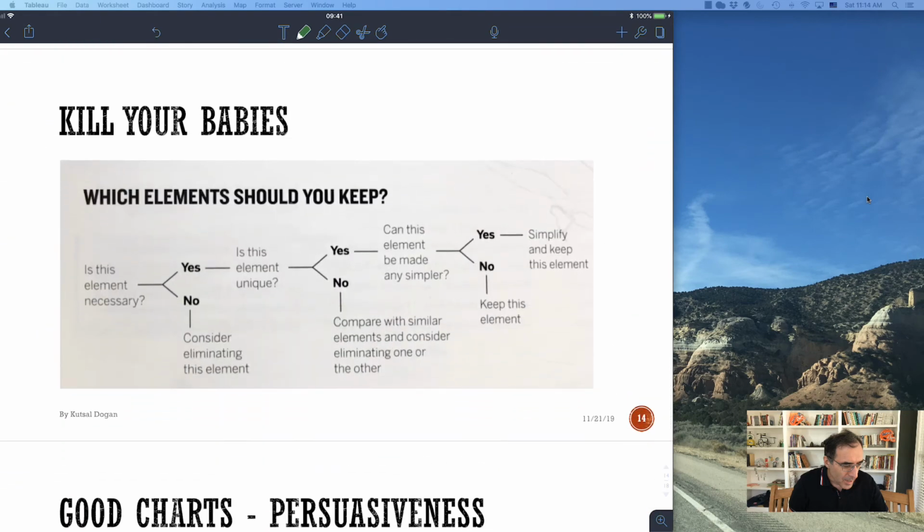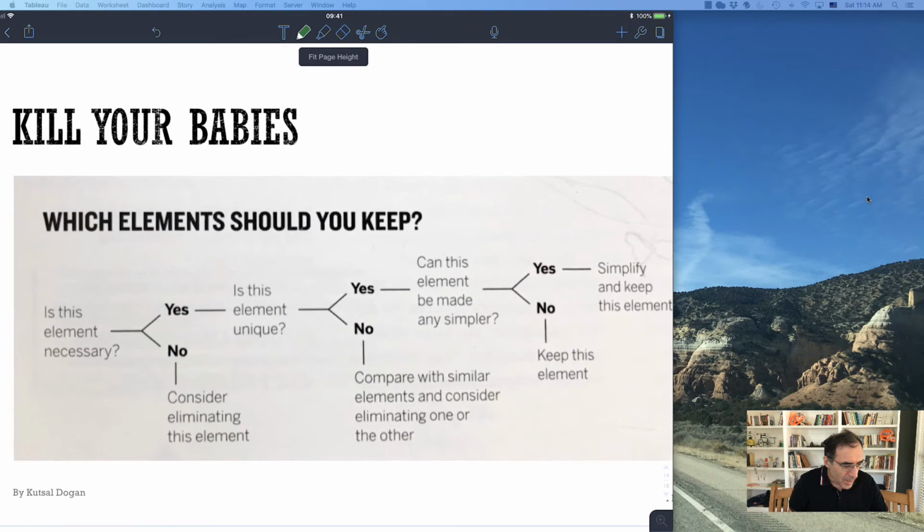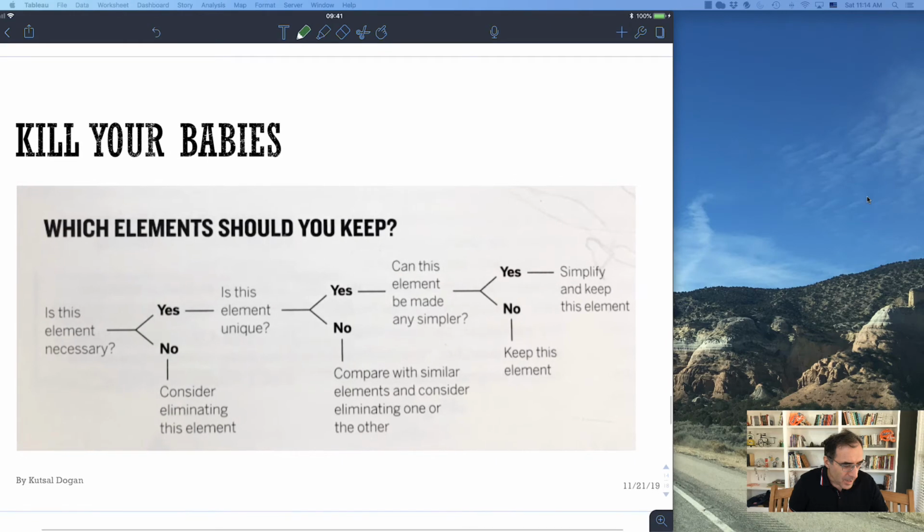Alright, so we talked about this term before as kill your babies. As you build your charts, you're going to feel that these are charts you put effort into and that they have to be in your story. But no, you have to look at each chart and each element carefully and remove it if it doesn't serve any purpose. Even though you spent a lot of time on it, just kill it.